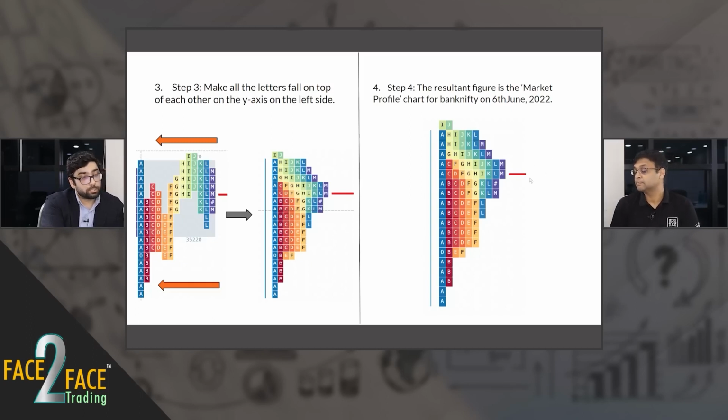So you can clearly see that in this particular price zone, the most amount of time has been spent. Now, Mr. Steidelmeier said that he does not trade price, he trades value. And the best way to know value in any market is to know how much time is being spent at a particular price. So for this particular day, इस आज के दिन के लिए ये zone हमारी value हो जाएगी. So this is the value, and this is how market profile charts are actually plotted.